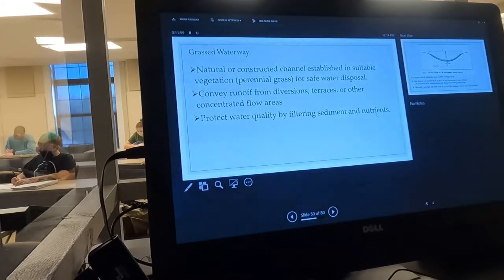Some of you might have seen this where you have a grassed waterway, where we have diverted the water to a central location or a ridge that moves that water out of the field in one area. They're typically planted with perennial grass because we want that to grow back. We don't want to have to replant that every year. So a perennial grass that would grow back is going to help filter those sediments and those nutrients, but still allow the water to leave the field. Remember, our goal is to keep the soil out of the ditch.